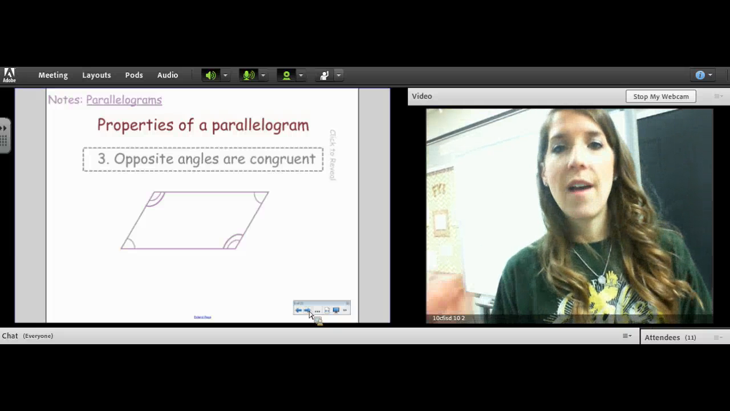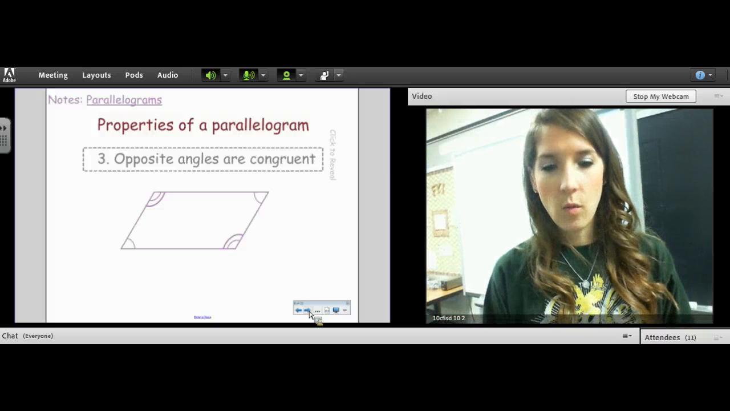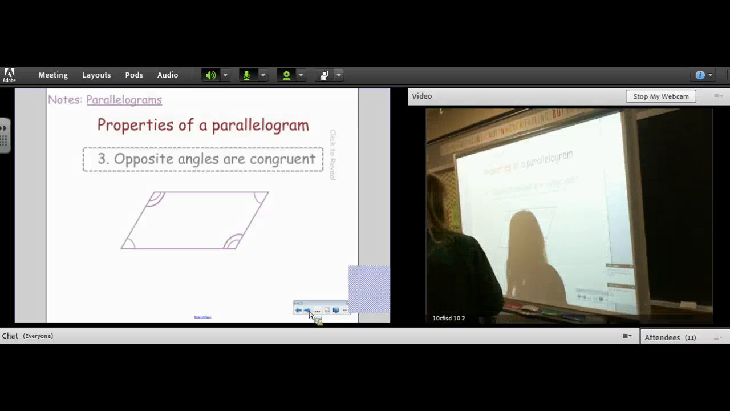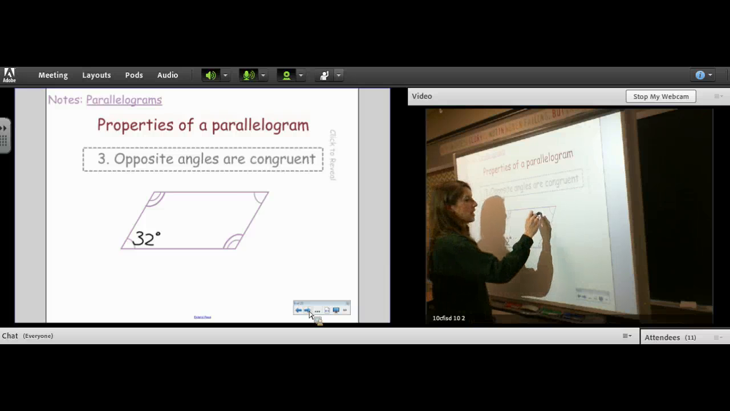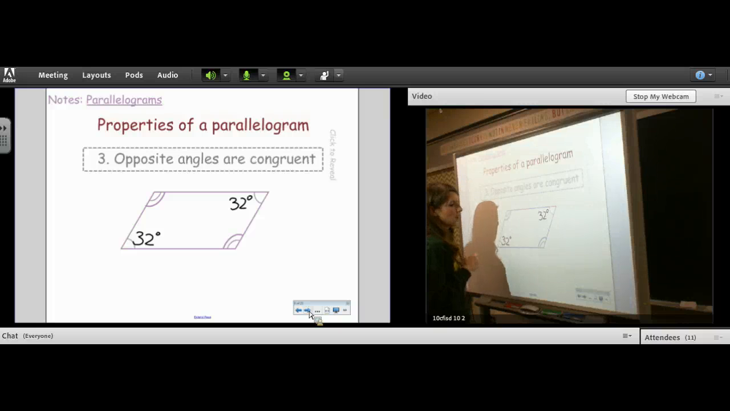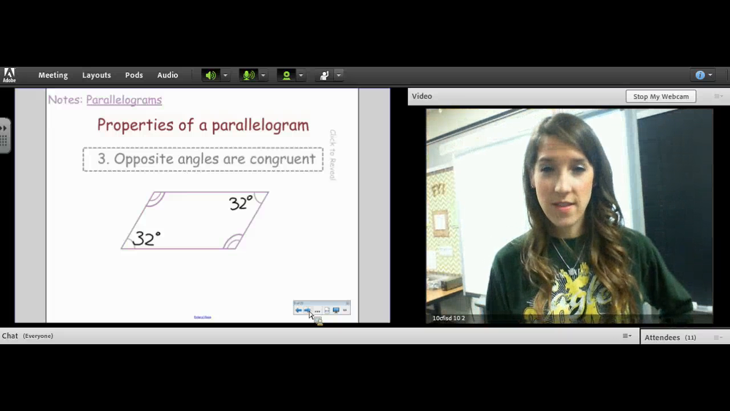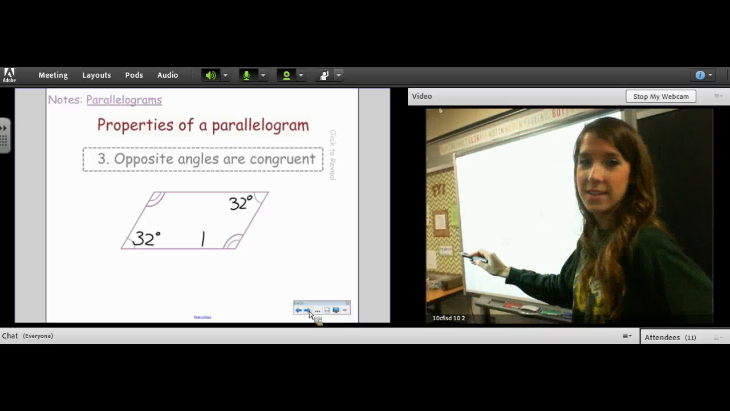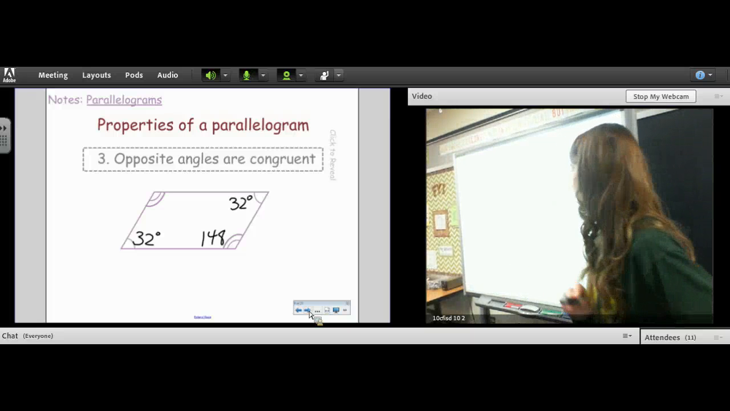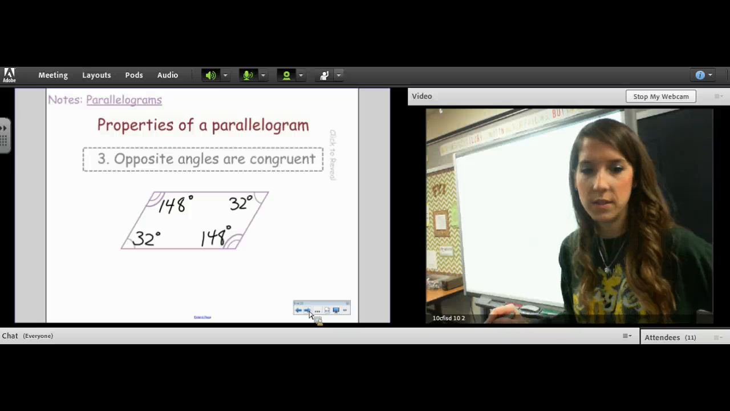True or false? If I know one angle of a parallelogram, I know all angles of a parallelogram. If I know one angle, I know all angles. True, yes. So if this angle is 32 degrees, then that forces this angle to be 32 degrees. And then the next slide is going to say consecutive angles are supplementary. So you would just need to find the supplement of 32. 148. And then you would then know all of your angles, okay?